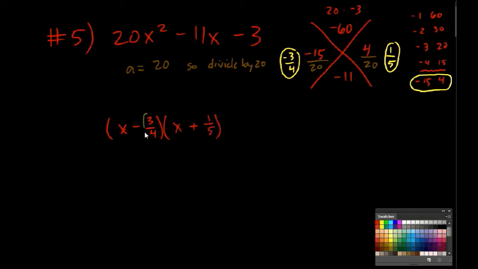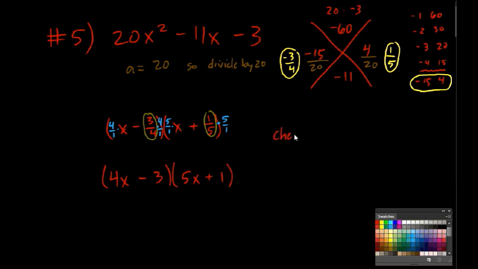Now we need to take those and make those into whole numbers. So we'll multiply the right by 5, so the x and the 1/5 by 5. And the left we will need to multiply by 4. So we will take 3/4 times 4, and we will take x times 4. When we do that, we will get 4x minus 3 in parentheses, and then 5x plus 1 in parentheses. And these are our factors.